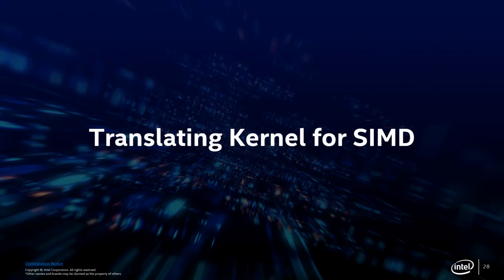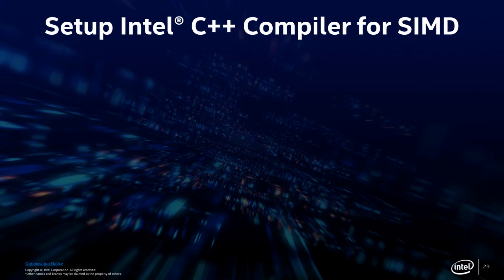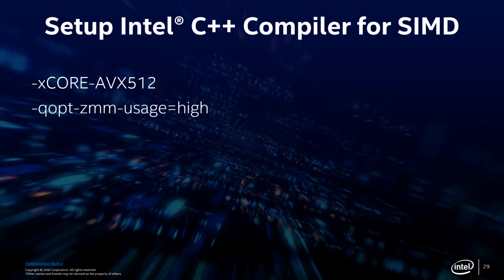So, how do we transform a scalar kernel into a SIMD powerhouse? That's what we're going to demonstrate next. So first, use an excellent vectorizing compiler, in this case the Intel C++ compiler version 19 update 5, and then add the necessary compiler flags, such as the instruction set you want to target, in this case AVX-512. Next, we want to instruct the compiler to use all 512 bits of the registers versus just 256, which is the default, and this will allow us to process 16 floating point operations versus only 8.